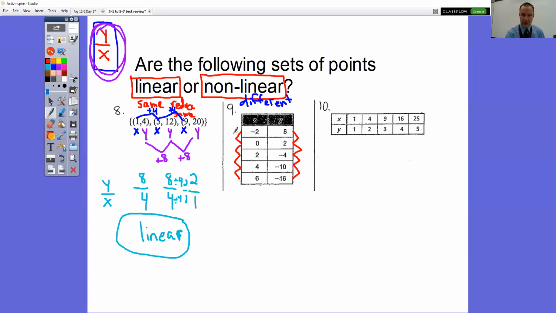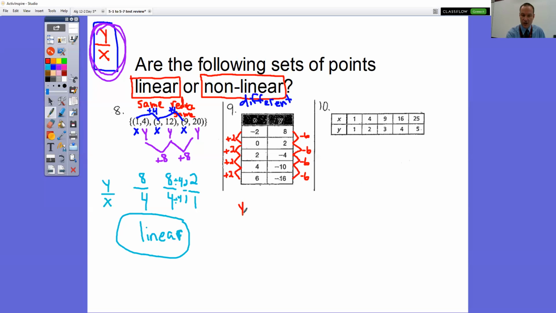So to get from -2 to 0, you're adding 2. 0 to 2, you're adding 2. 2 to 4, you're adding 2. 4 to 6, you're adding 2. 8 to 2, you're subtracting 6. 2 to -4, you're subtracting 6. -4 to -10, you're subtracting 6, or you could say adding -6. -10 to -16, subtracting 6.